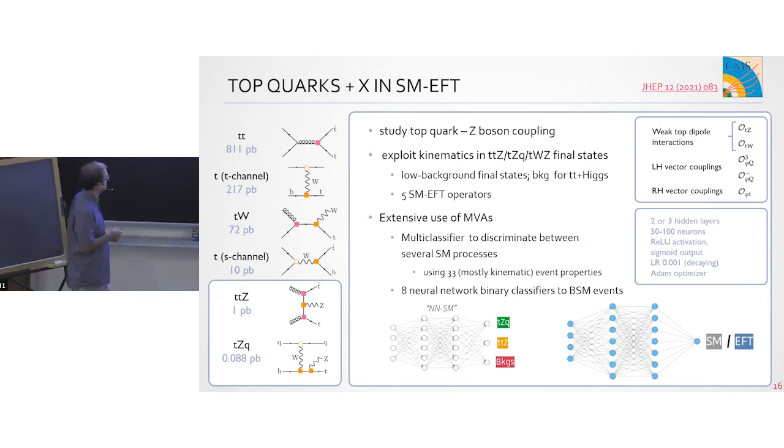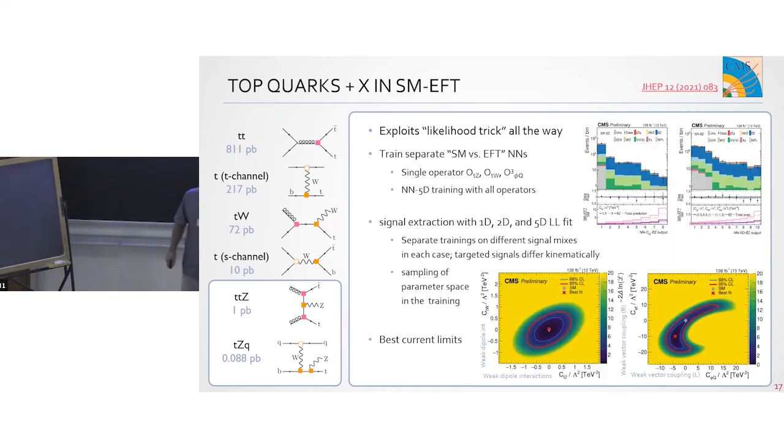So this analysis does a standard model background separation using neural nets, but it also learns the EFT effects. In some sense, it tries to exploit the likelihood ratio trick all the way, separately for each limit setting attempt. So you want to set a one-dimensional limit on a specific Wilson coefficient. There's a neural network trained that learns the differences in the kinematical spectra of signal versus background. So it learns the likelihood ratio between different SMEFT hypotheses.